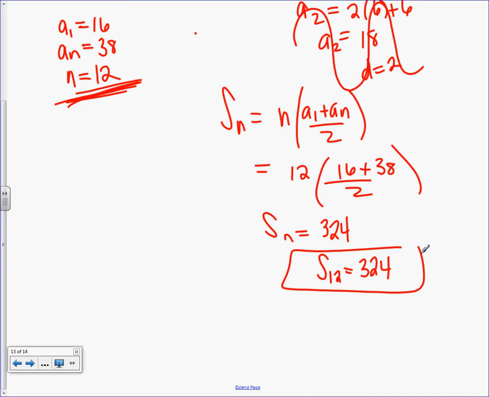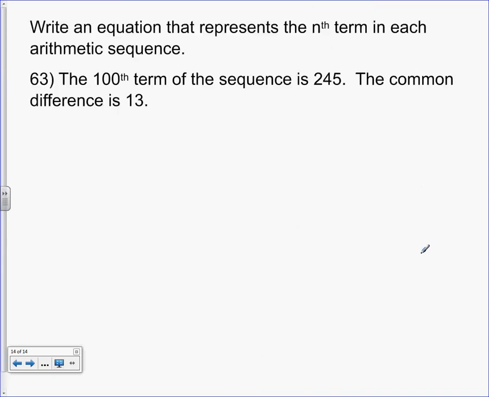Anybody confused? Okay, last question. Write an equation that represents the nth term in each arithmetic sequence. Again, that word arithmetic. So this is like numbers 21 and 22 from the front, except they gave you the information in a different way. So I need a sub n equals a sub 1 plus n minus 1 times d. Unless they say something about sum, it's probably this one, where a1 and d need to be numbers by the time we're done with it. That's like the two from the front.